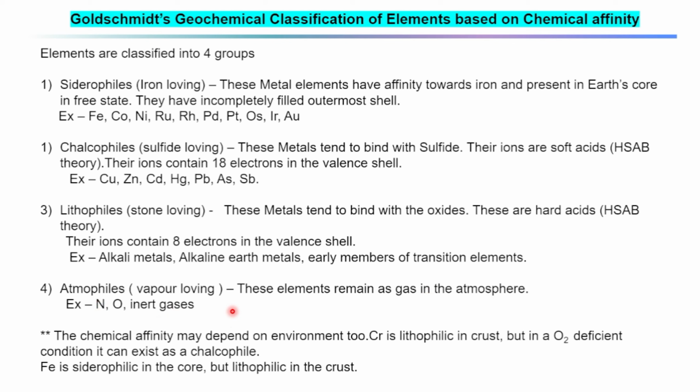So the thing is, the chemical affinity may depend on environment too. Chromium is lithophilic in crust, but in an oxygen deficient condition, it can exist as a chalcophile. So, based upon your atmosphere or environment, your atoms can act differently. Iron is siderophilic in the core, but lithophilic in the crust. So, different atoms can behave differently according to their environment.